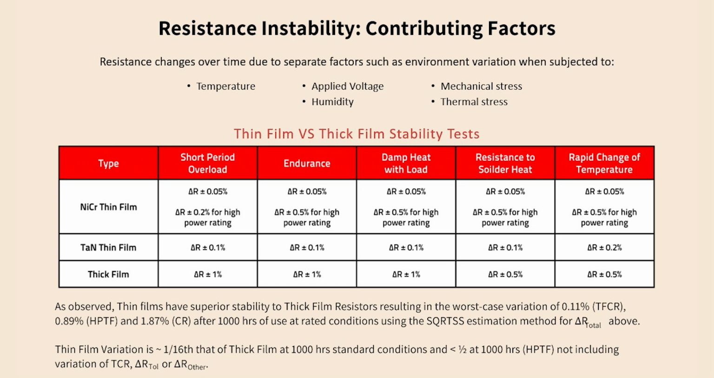For example, in endurance and thermal tests, nickel chromium thin film shows minimal variation, just 0.05% in most cases, even under demanding conditions like high power or rapid temperature shifts. Tantalum nitride thin films, while slightly higher, remain well within acceptable limits, making them highly reliable. In contrast, thick film resistors exhibit far greater variation, reaching up to 1% in short-time overload or damp heat tests. This difference highlights the limitations of thick film technology when precision and long-term stability are required. For applications with strict performance standards, thin films offer a significant advantage, with their resistance variation being roughly 1/16 that of thick films after extended use.